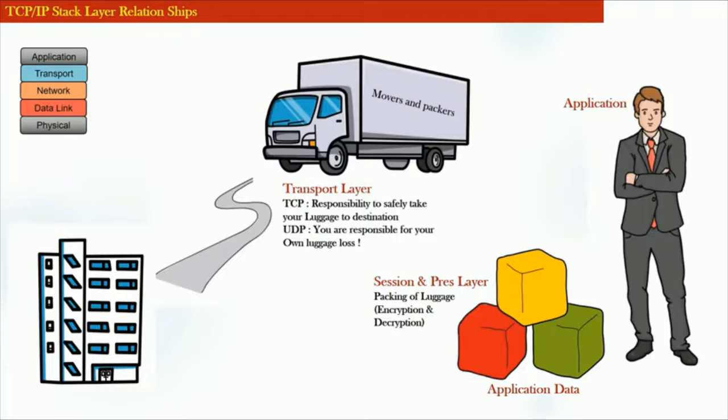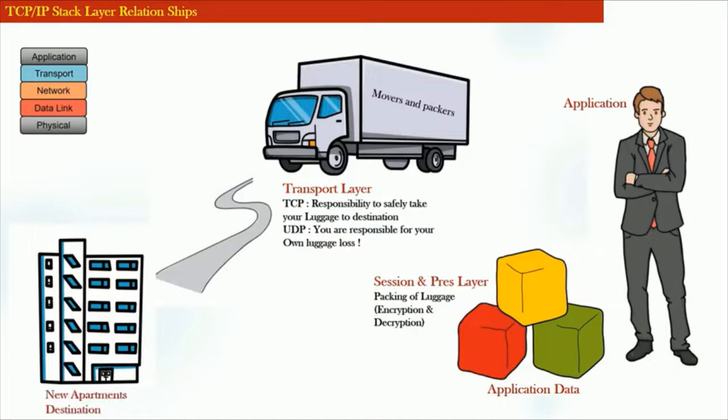Now in the transport layer we have two famous transport protocols, TCP and UDP. If this courier company takes the responsibility to safely transport your luggage to the destination, then it behaves as a TCP protocol. Otherwise, if the company does not take responsibility for the safety of your luggage, then it behaves like a UDP protocol. So this courier company is responsible for transporting your luggage from your current residence to your new residence, and therefore acts as the transport layer.